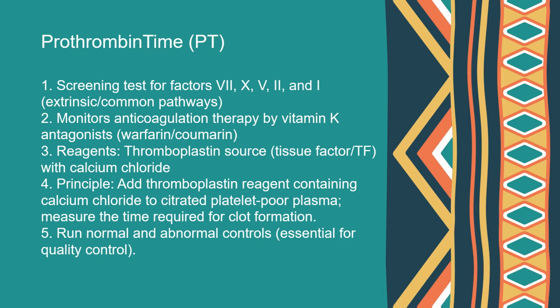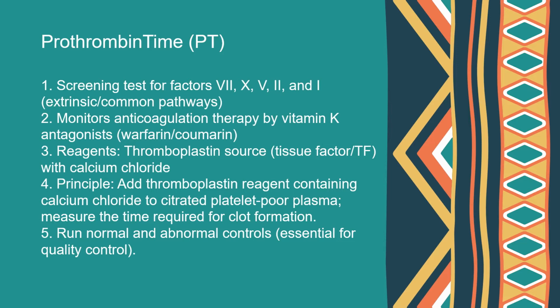The reagents used are thromboplastin source, and we remember that thromboplastin is also known as clotting factor number 3, with calcium chloride. For the principle, we add this reagent containing the calcium chloride to citrated platelet-poor plasma, and we measure the time required for clot formation. So as we can see, this is much more simple compared to APTT.